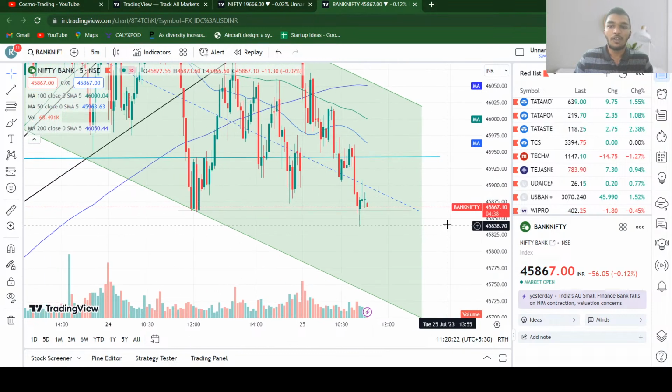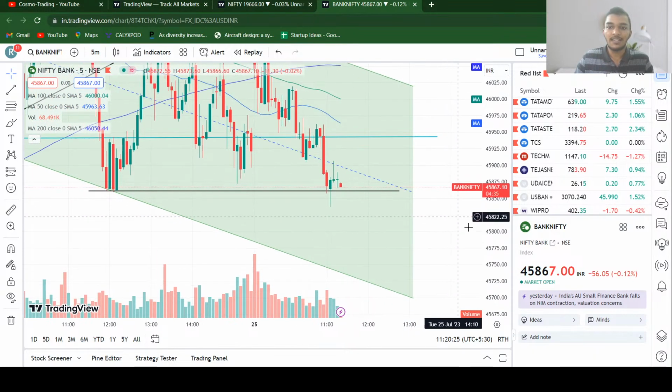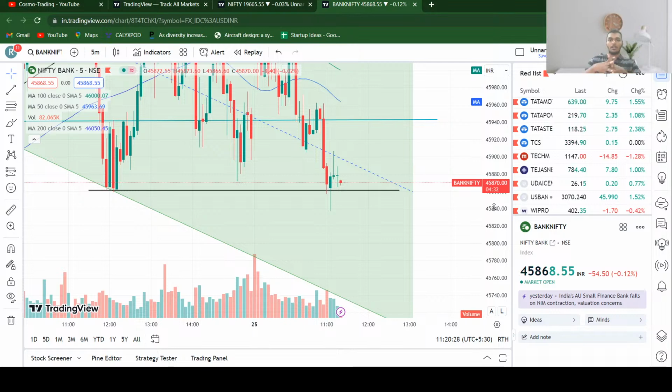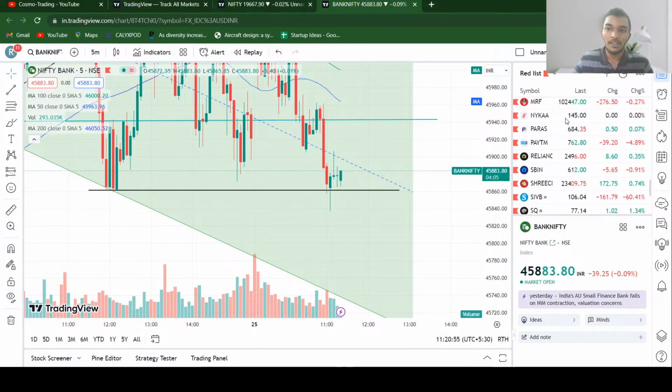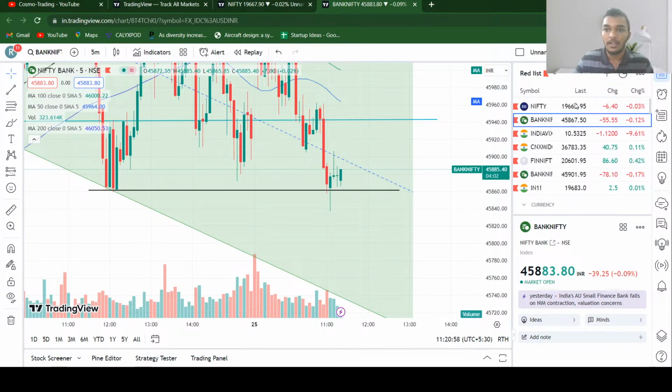It's again coming to break the 45,860 level. Once it breaks this level, we'll eventually get convinced. If it goes below this trend line, then we will be convinced on the trade to short, and we'll try to gain 100 points on Bank Nifty. Otherwise, if it doesn't break, then we'll be soon ending the live session.